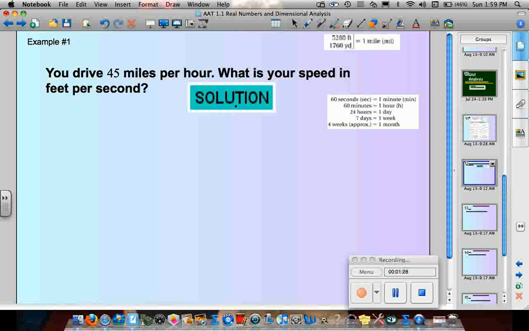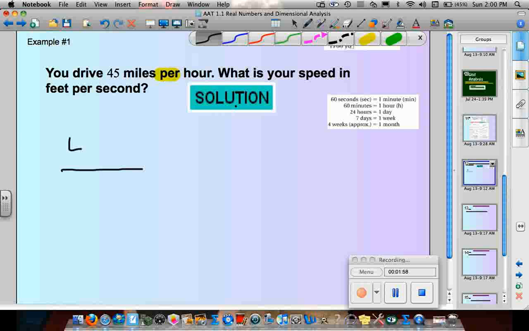Relatively basic one. Here we're driving 45 miles per hour, and I want to get the speed not in miles per hour, but in feet per second. So probably the first thing we should do is realize that when you see the word per, that is telling you that's where your fraction is going to be. When I talk about canceling fractions, I want to turn these into fractions. So when I say 45 miles per hour, that's my starting spot.